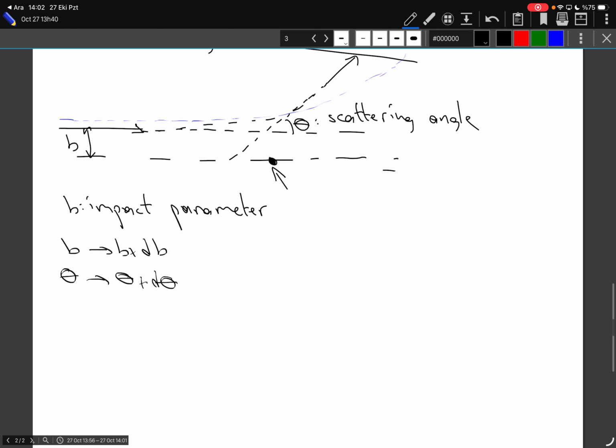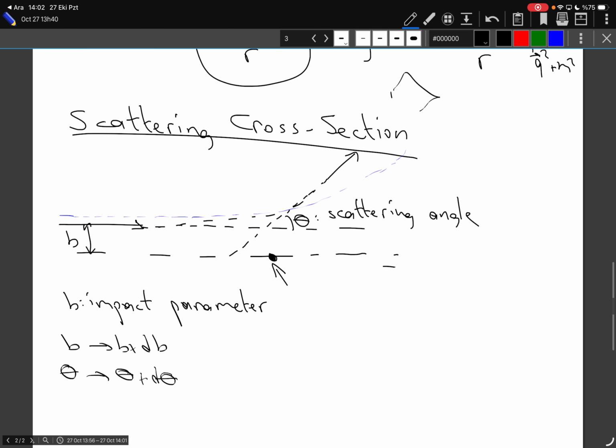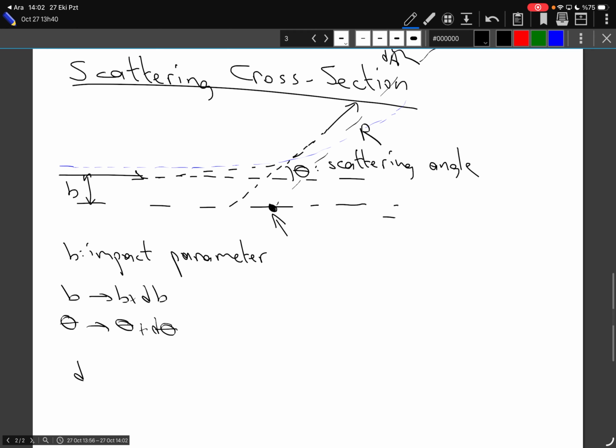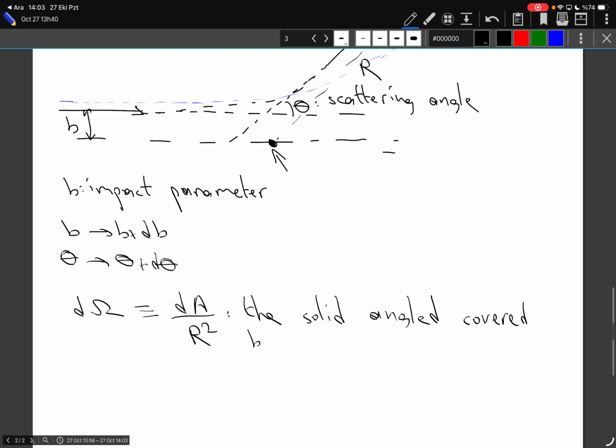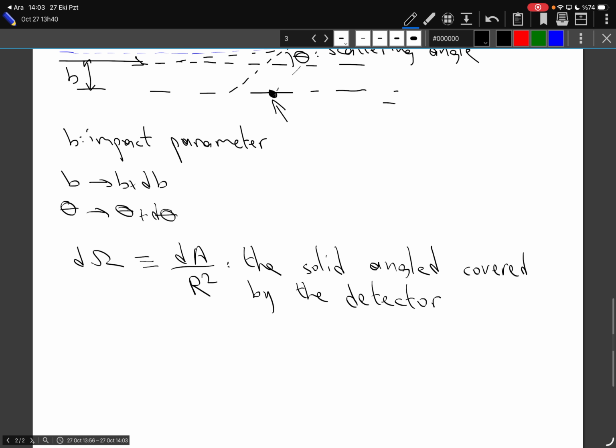So this is the question. The detector has an area. It is at a distance r. There is a solid angle covered by the detector. So this is the question I would like to find the answer of.